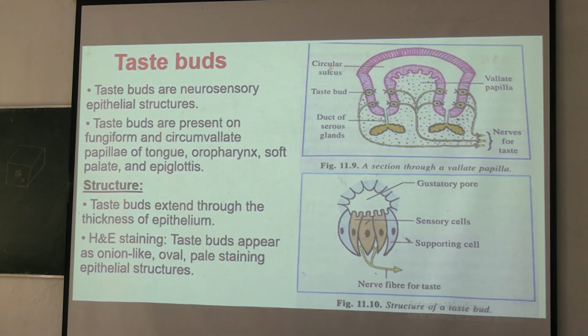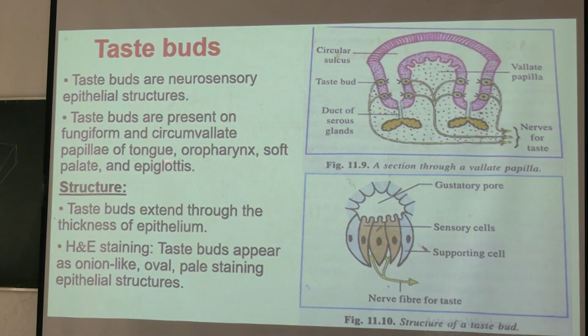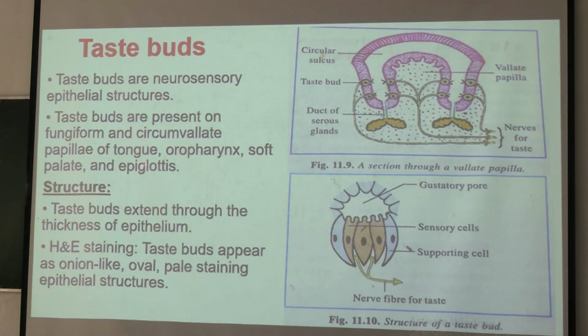Next we are going to taste buds. This is a short note, taste bud. You have to describe the taste bud. So taste buds are neurosensory epithelial structures. Taste buds are present on the fungiform and circumvallate papillae of the tongue, oropharynx, soft palate and epiglottis. Location of taste bud is very important, very frequently asked in your viva or MCQ. So they are not only present over the tongue, but also over the oropharynx, soft palate and the epiglottis.